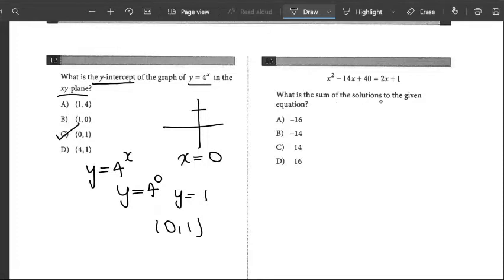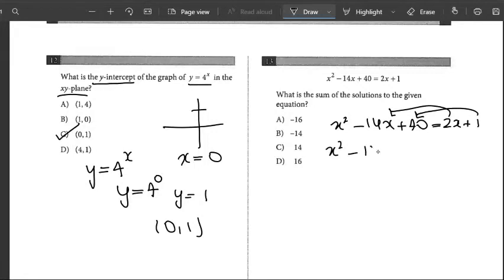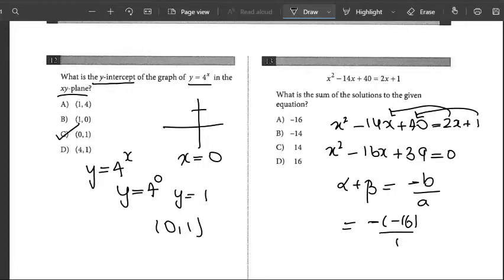What is the sum of solutions of the given equations? Okay, let's write this equation again. x square minus 14x plus 40 is equal to 2x plus 1. Let's take this side and this side. We'd get x square minus 16x plus 39 is equal to 0. And the sum of solutions would be alpha plus beta is equal to minus b by a, which is a formula. So we'd get minus of (minus 16) by 1, equal to 16. So 13 is D.